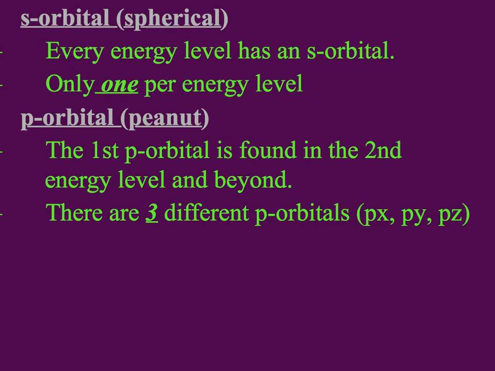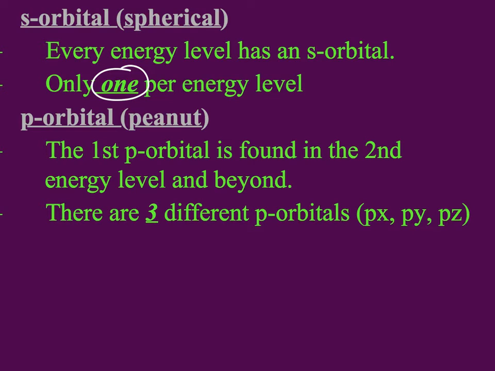The first one we're going to talk about is the s orbital. The s orbital is spherical in shape, so basically it's round. Every energy level has an s orbital. This begins in the first energy level and beyond. And there's only one type of s orbital. So if there's only one kind of s orbital, how many electrons can you fit into that s orbital? 2.